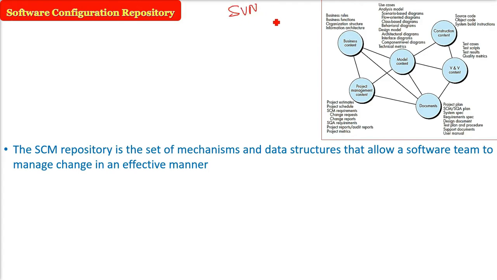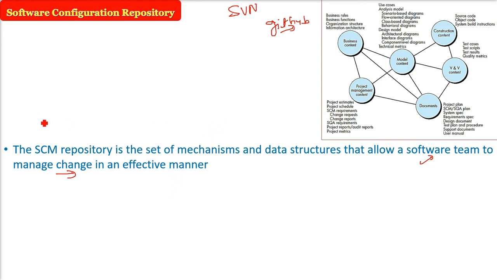As I said, you can have SVN, say Apache SVN, and then you can have Tortoise to access it. Or the easiest example to understand SCM is GitHub. This is the best way to understand SCM, because it gives all the possibilities of software configuration management. So the SCM repository is the set of mechanisms and data structures that allow a software team, like you and me as developers, up to the program manager, to manage change in an effective and efficient manner.